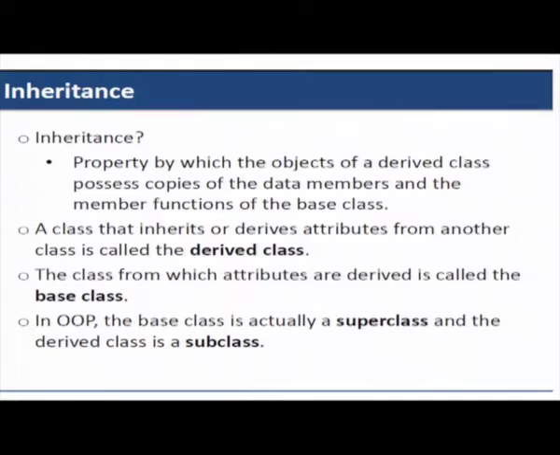Now, what is the story here? Inheritance is a property by which the objects of a derived class possess copies of the data members and the member functions of the base class. A class that inherits or derives attributes from another class is called derived class. The class from which attributes are derived is called base class. So, this is the base class based on which most of the things will follow through except what we have defined. In the process, I can hide some attributes of the base class, I can take only the selected attributes of the base class. If necessary, I will go back to the base class.